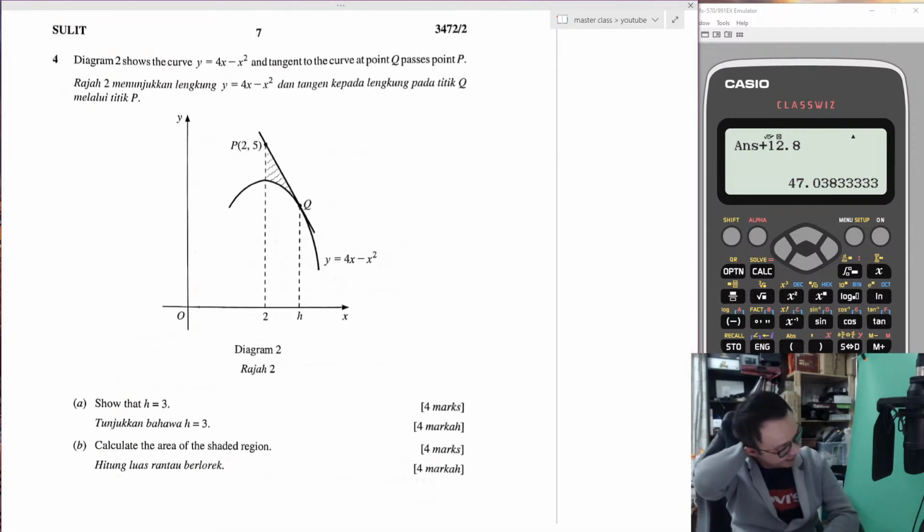Alright, integration. Okay, so this diagram actually shows the curve here.